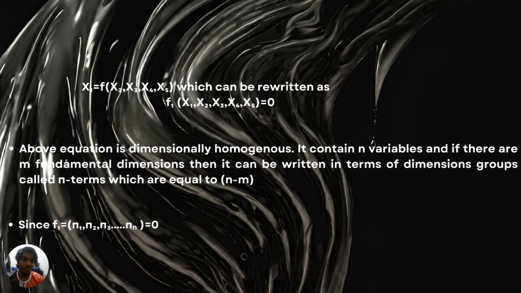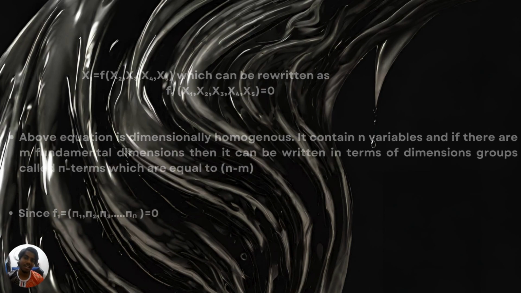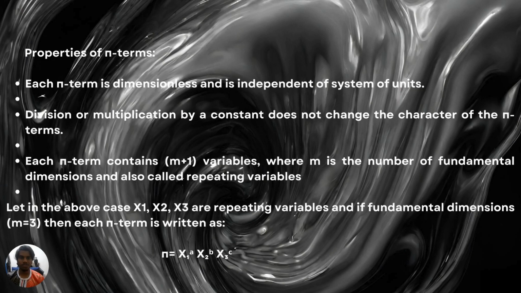Since f1 equals pi 1, pi 2, pi 3 equals 0, I could say this is an easier method to prove dimensional analysis. So next we can move on to the properties of pi terms.